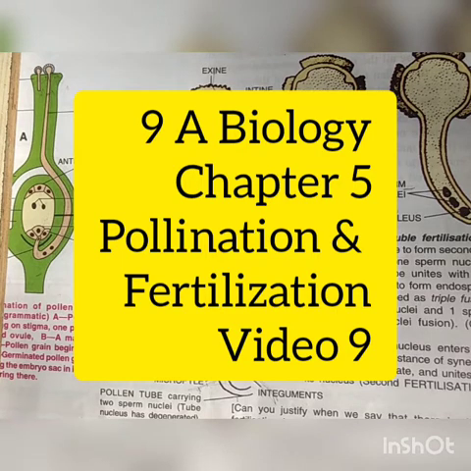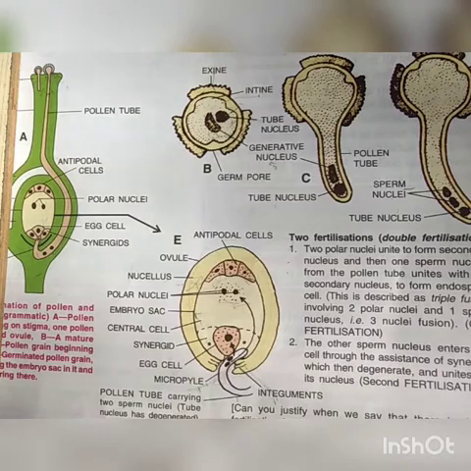I will continue lesson number 5, pollination and fertilization. In my previous class, I explained the meaning of fertilization and also the structure of pollen grains, ovule, and ovary. Now today, I am going to explain the process of fertilization in plants.